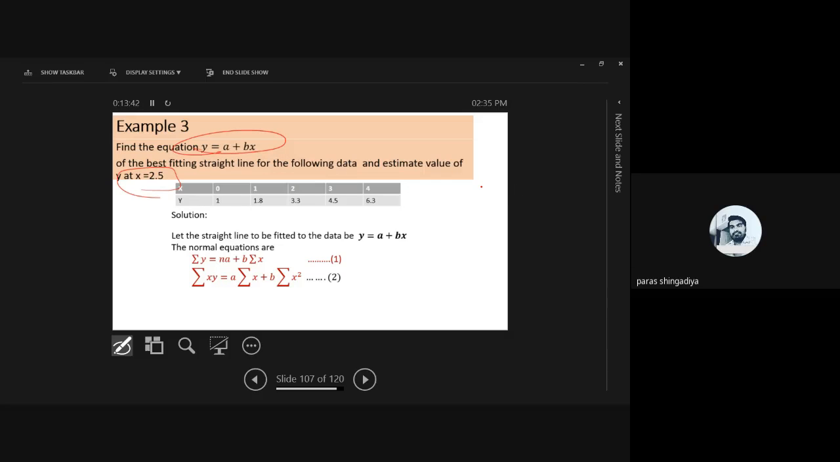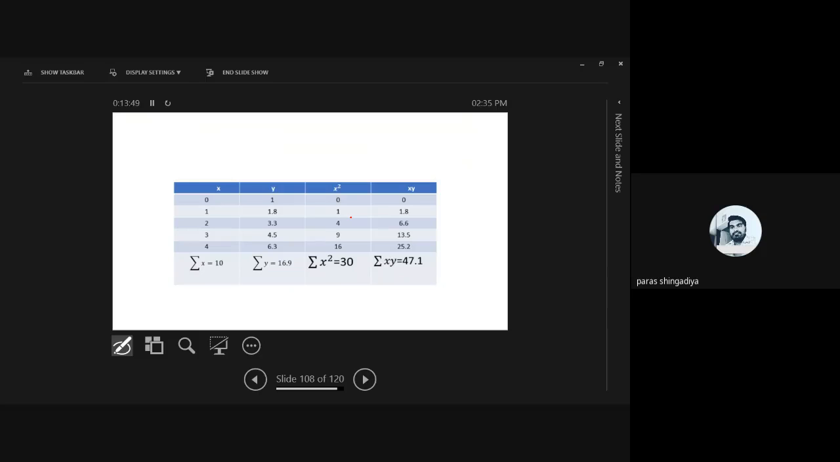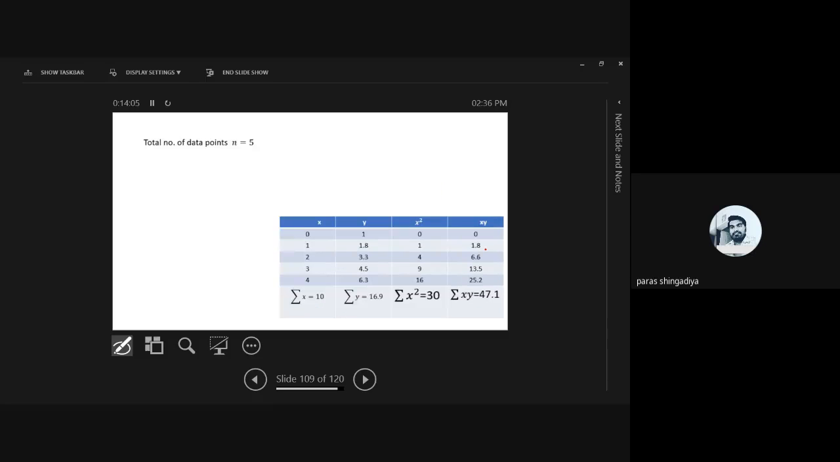Clear? So first step, consider the equation y is equal to a plus bx. Write both equations here, and then prepare the table. So here in the table, sigma x is 10, sigma y is 169, sigma x square is 30, and sigma xy is 47.1. Then put these values in the formula. How many data points are given? 5 points are given. So n is equal to 5.